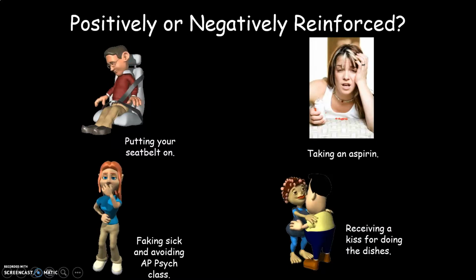And anytime she doesn't want to go to class, she's going to fake sick. This one's tricky, taking an aspirin. Okay, so what do you do when you take an aspirin? You get rid of a headache. So this one is another one that's a negative reinforcement. Again, it's not necessarily a bad thing because you feel better, but every time you have a headache, you're going to take the aspirin, the behavior, to get rid of the headache, the unpleasant stimulus.